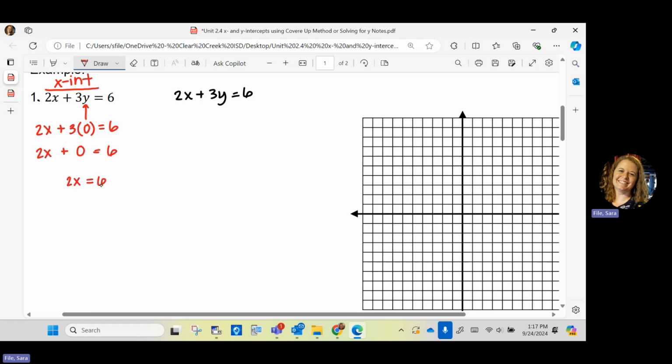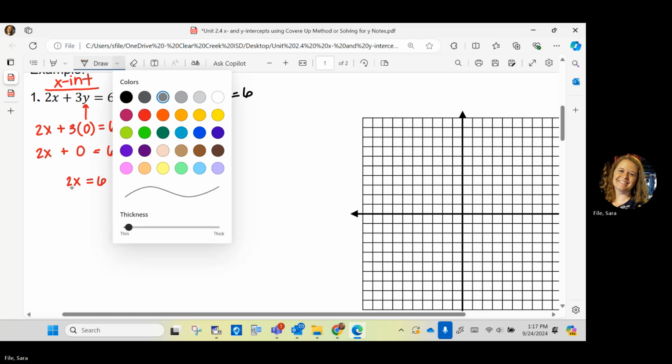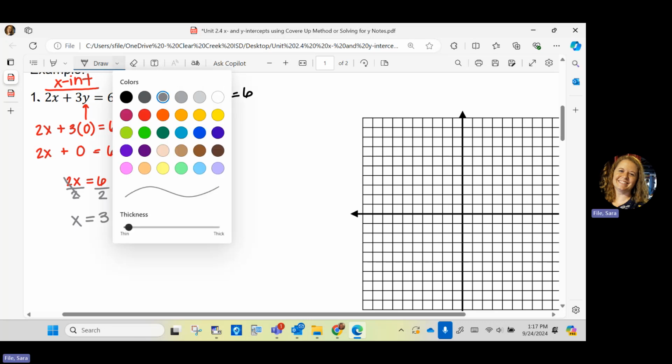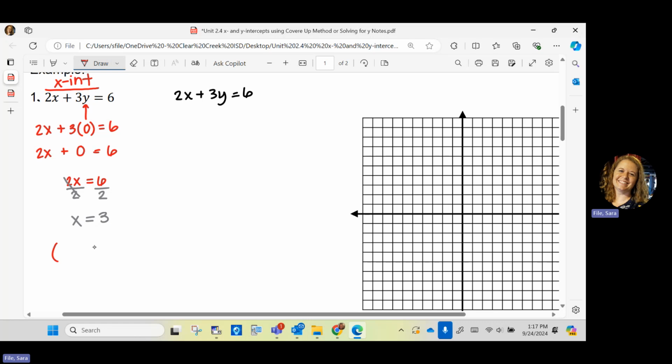Then I need to isolate the x. So I'm going to divide out the coefficient of 2. What I do to one side, I do to the other. That gets rid of the 2 and leaves me with 3. Now my x-intercept is when y is 0. So the y is 0, and we found the x is 3. So that's the x-intercept, and I'll come over here and plot that. That means I'm at 3 on the x-axis. I went right 3, up 0 from the origin.